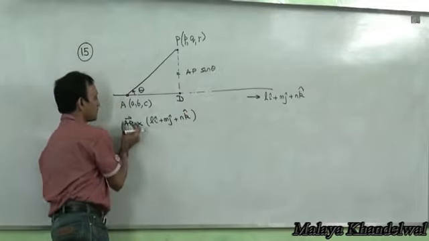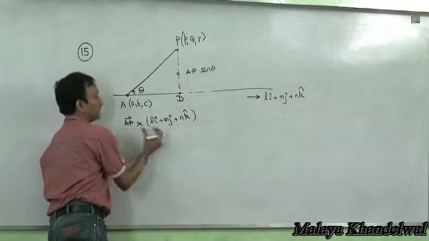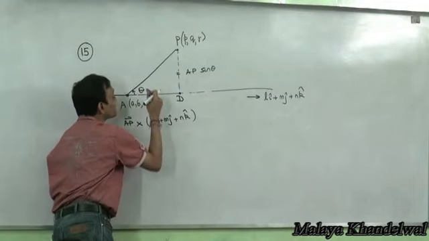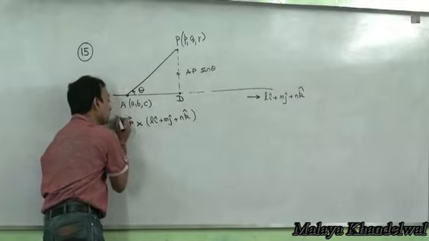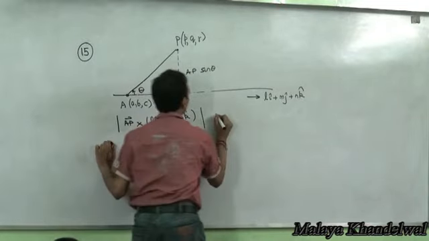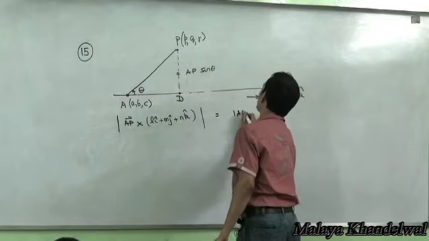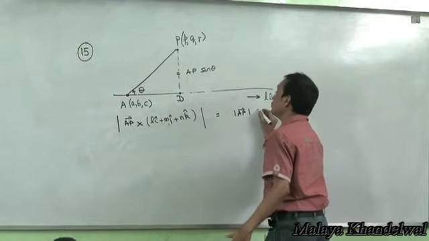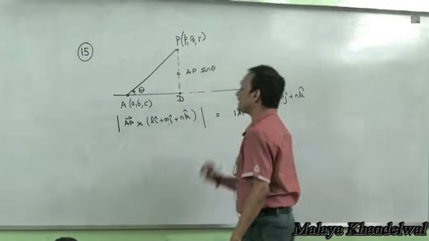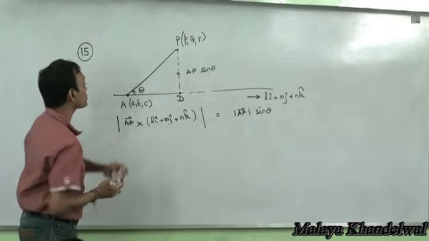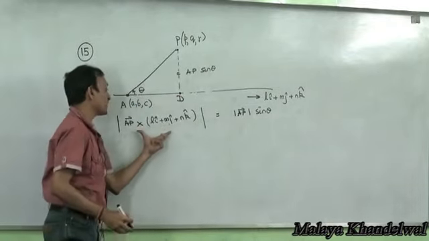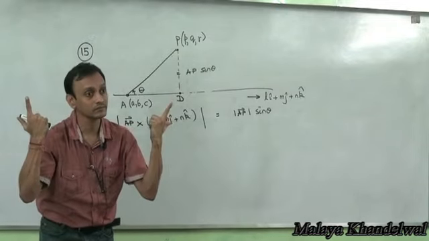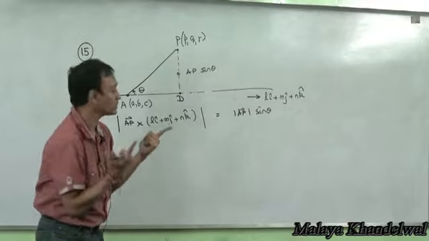would be what? Magnitude of AP into magnitude of this, which is 1, into sine theta, isn't it? The magnitude of this will be magnitude of AP into magnitude of this, which is 1 unit vector, into sine of the angle between these two, that is sine theta. That means to get AP sine theta, if I can carry out this cross product and then take its modulus, we are done. Isn't it? You know what I'm saying?